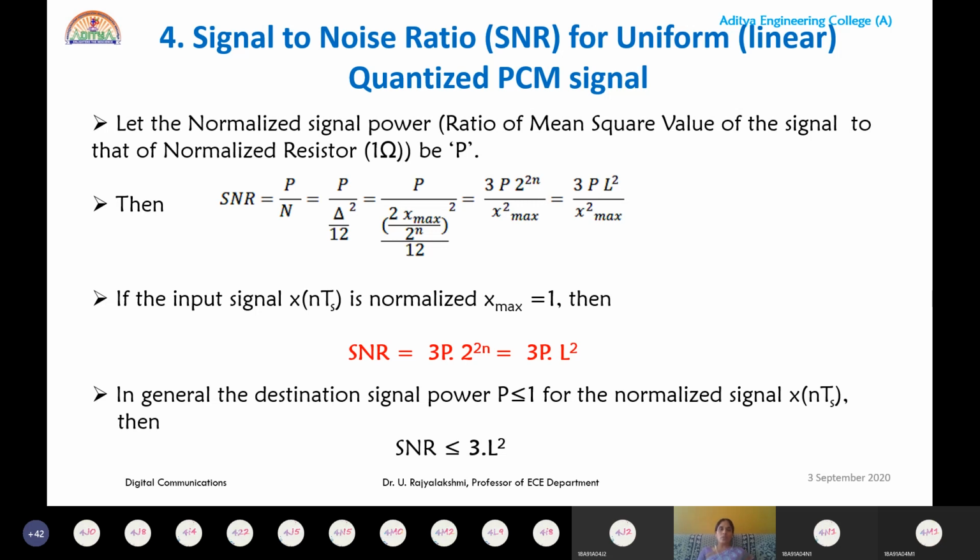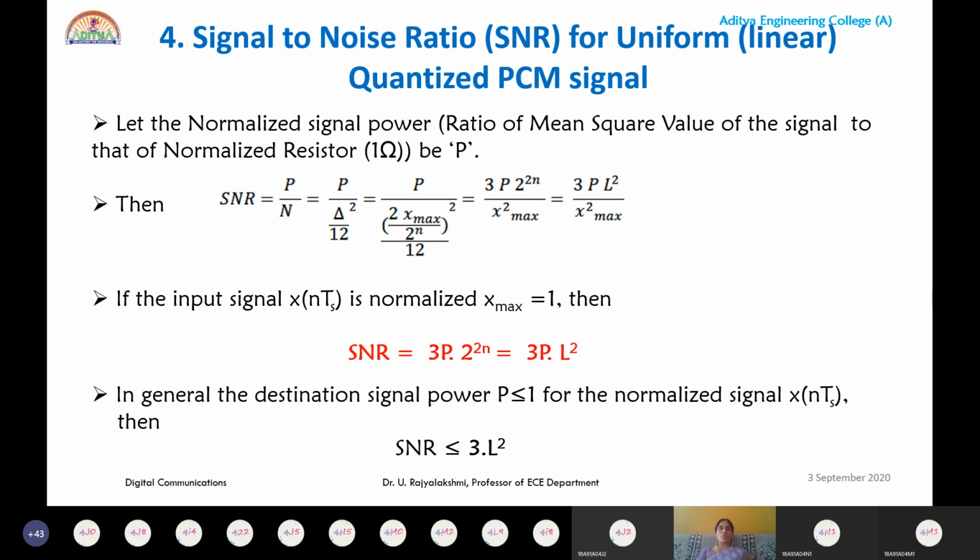Simply, this 2 power 2n you can define as L square, because 2 power n is L. So 2 power 2n will be L square, where L is the number of representation levels or amplitude levels of the quantizer. So what is the general expression for SNR with the normalized signal power as capital P? SNR equals 3PL square by x square max. Please remember this equation. This is very, very important.